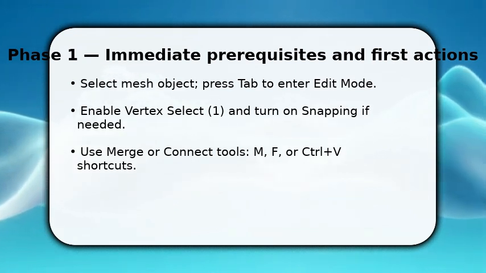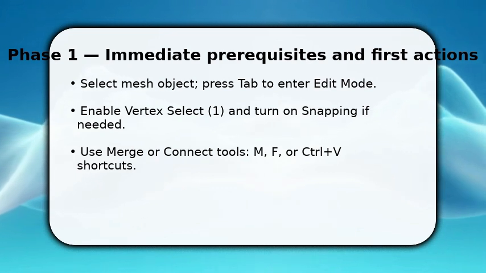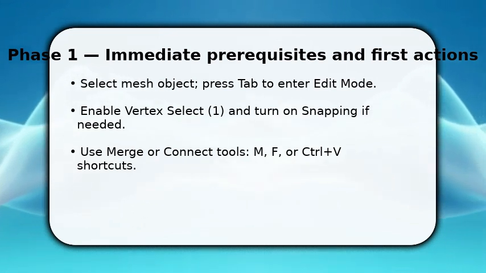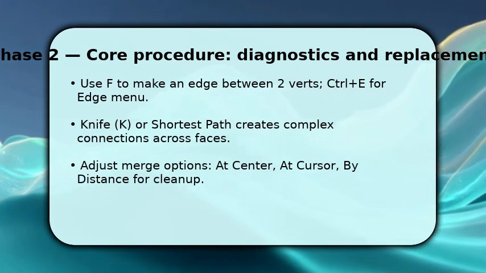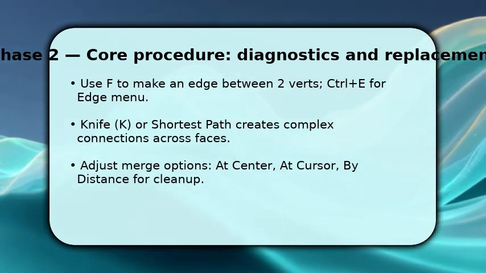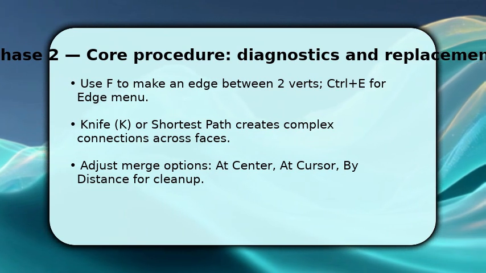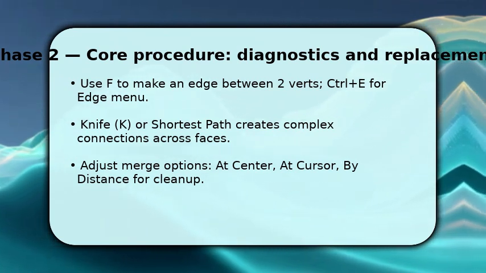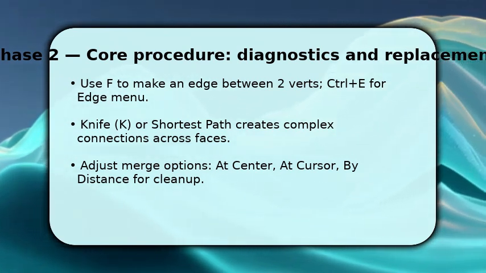Once done with basic edges, refine how vertices connect to maintain clean topology. You can press F to bridge two verts, but for multiple verts, try the knife tool to cut new edges accurately. This helps avoid ngons. Use Ctrl+E for dissolve or bridge tools when connecting loops.